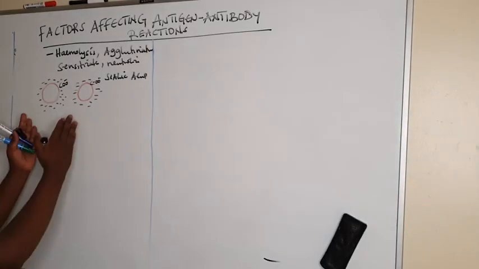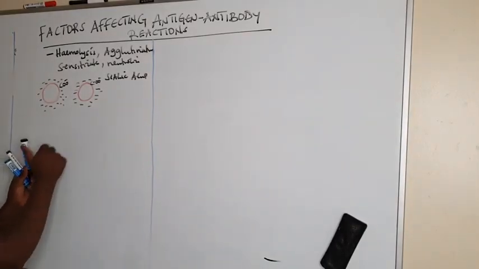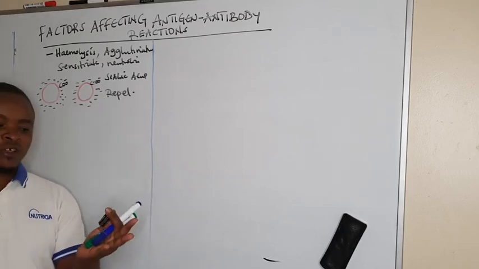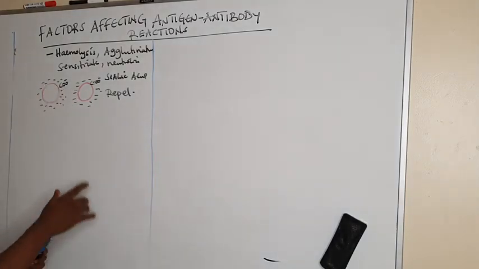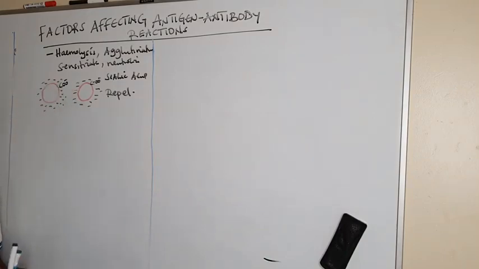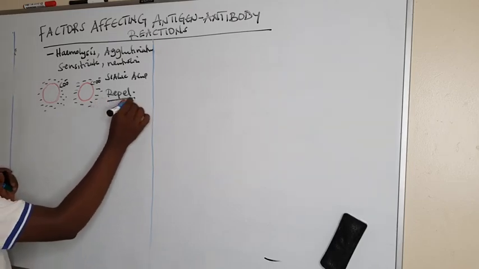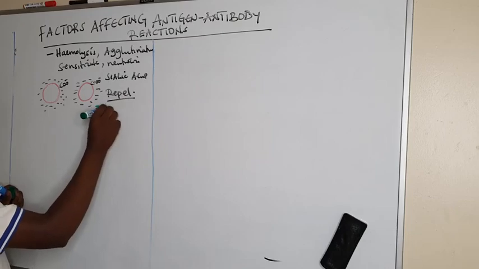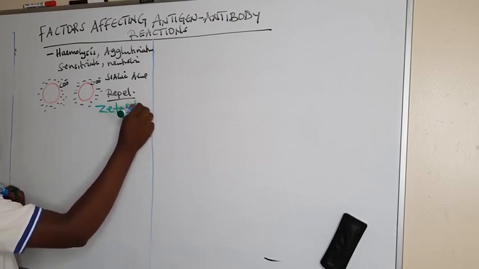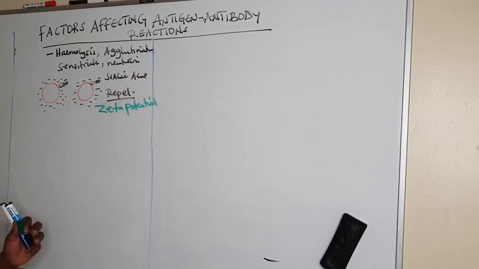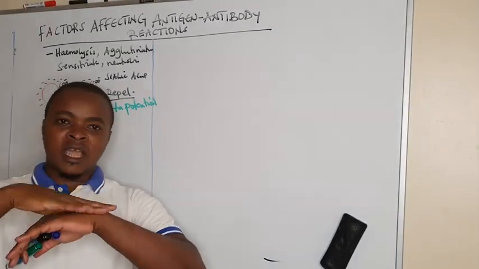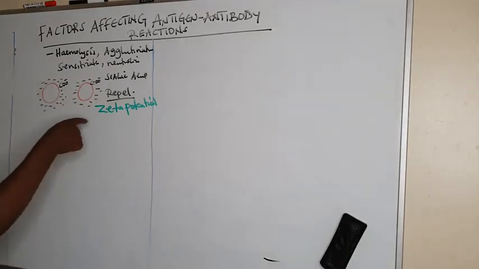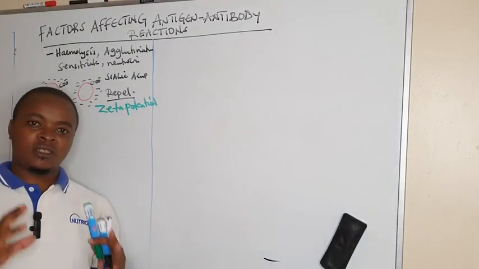And because all the red cells are negatively charged, they tend to repel. They repel from each other, so they cannot come together because of this negative charge along the red cells. And how do we overcome this? This repulsive force, or the negative charge, creates a potential which we regard as zeta potential. So the zeta potential, which prevents red cells from coming together or clumping together, is the repulsive force or the negative charge around the red cell.